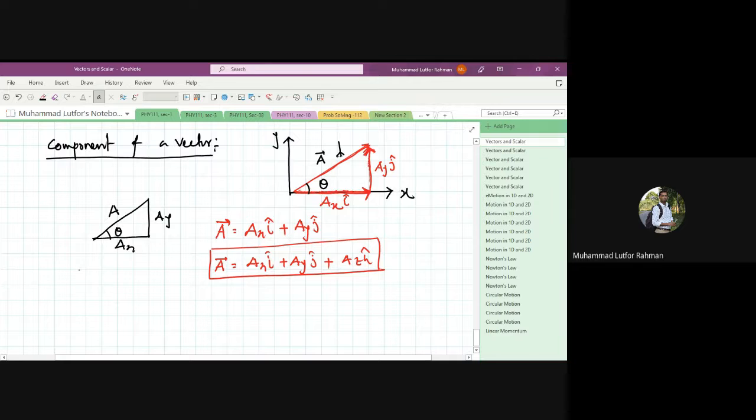So that's why I can write, look at this, cos theta by definition is the base, which is Ax, divided by the hypotenuse, which is A, right? We can write that Ax would in that case be A cos theta, which is the component of vector A along the direction of axis x. That is the Ax, this one.